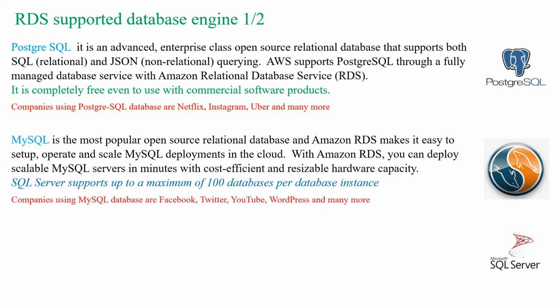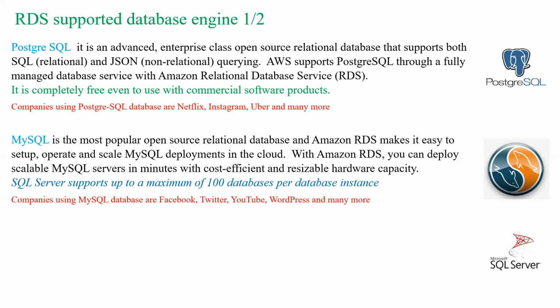The next entity is MySQL. It is the most popular open source relational database, and Amazon RDS makes it easy to set up, operate, and scale MySQL deployments in the cloud. With Amazon RDS, you can deploy scalable MySQL servers in minutes with cost-efficient and resizable hardware capacity. SQL Server supports up to a maximum of 100 databases per database instance. So the previous slide, what we were looking at, that 40 database cap, that same thing we can stretch up to 100 SQL Server databases per instance.